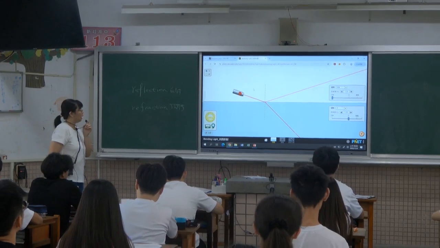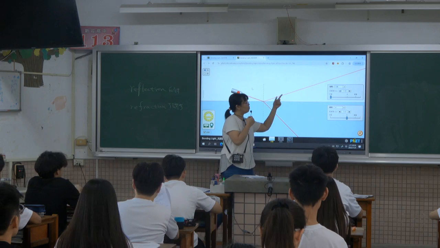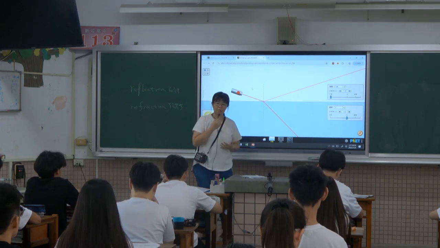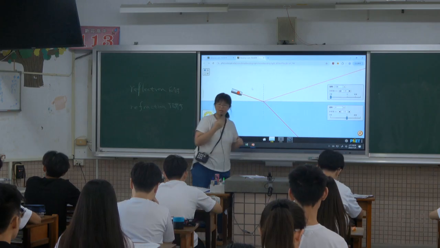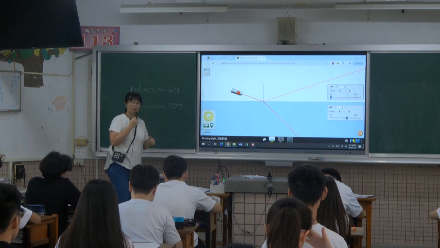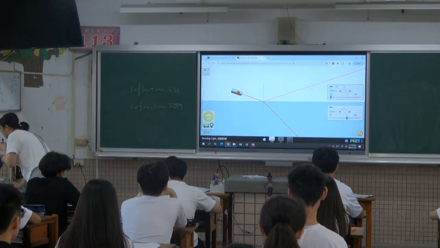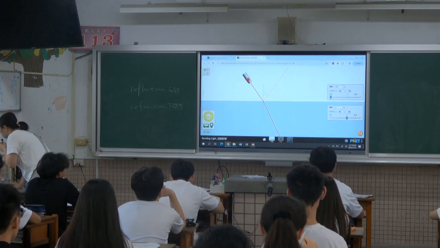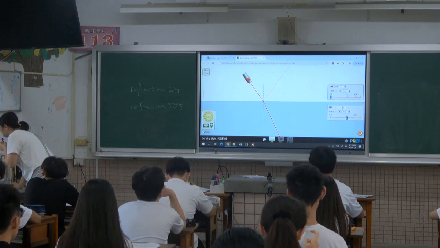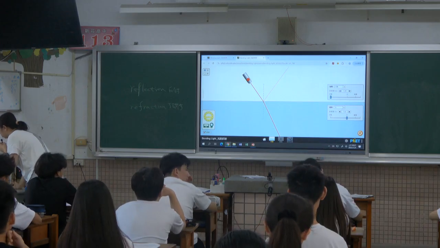So, do you observe other things? Otherwise, the angle. You can observe the intensity has also changed. When the angle of the incident line is smaller, the reflection is larger.